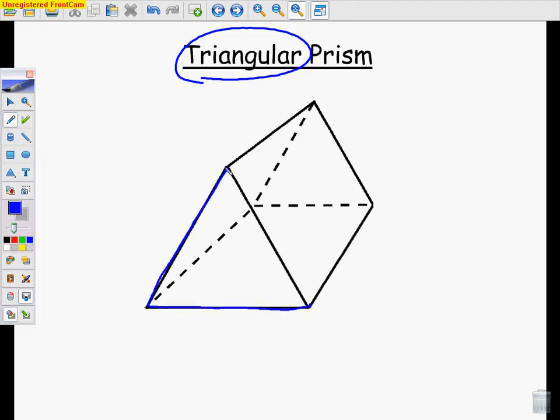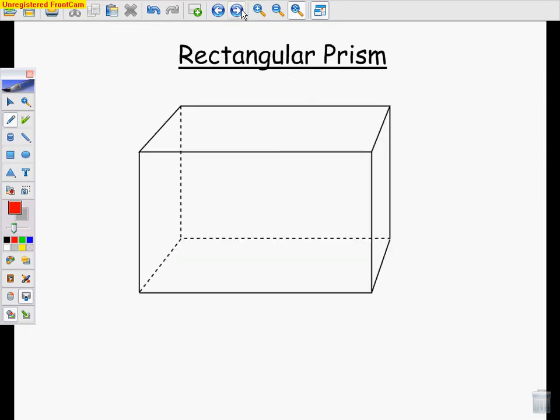So notice we have these two triangles here and here. Everything that surrounds those are going to be the faces, and they're usually rectangular or quadrilateral. So we have three rectangular faces. Here we have a rectangular prism, so we have the rectangular bases, and then everything else are the rectangular faces.